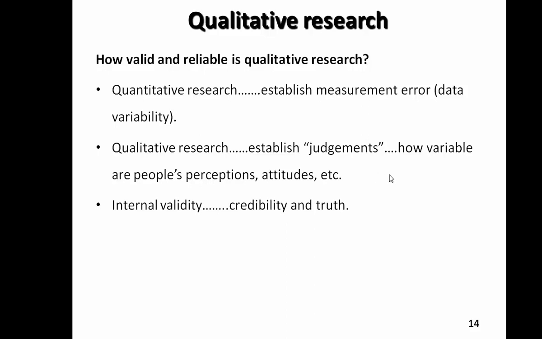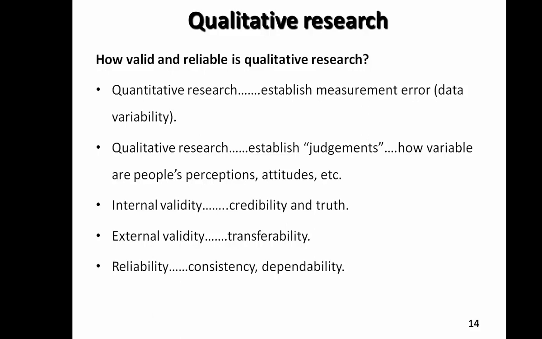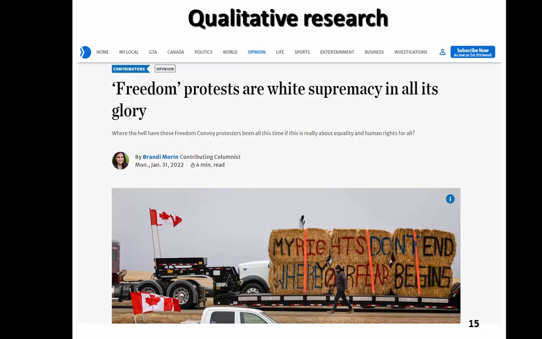In terms of internal validity, we go to the credibility and the truth of the information with respect to qualitative research. External validity deals with transferability. So how applicable is the information gathered from the researchers in a qualitative manner to other people in similar situations. To examine reliability with qualitative research, terms such as the consistency of responses and the dependability of such responses will hinge upon the nature of the questions asked and how that information is gathered.